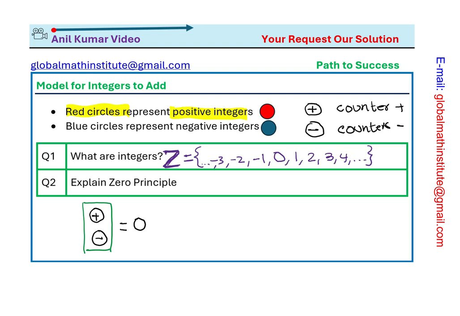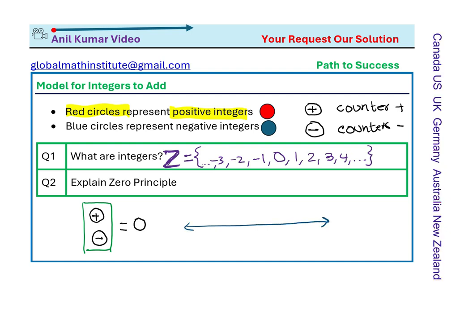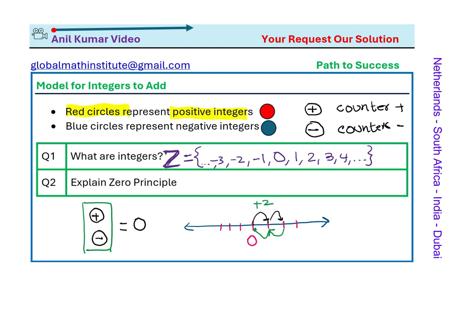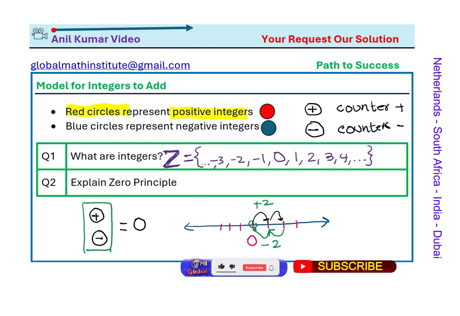Perfect. On a number line also we explain the zero principle. On a number line, we have numbers from 0. If you go forward two steps, 1 and 1, and then you return minus 2, do you understand? So this is plus 2 and this is minus 2. Where you reach is 0 itself. That is the zero principle.